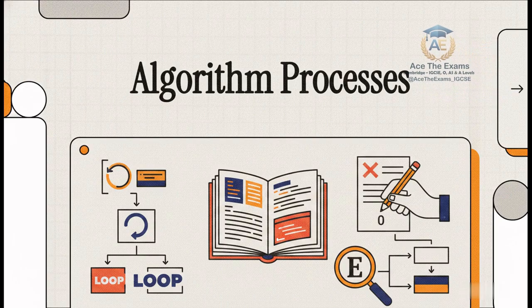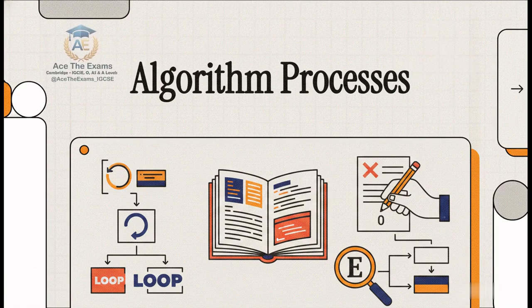Today, in this explainer, we're going to look at Cambridge IGCSE computer science straight through the examiner's lens. We're specifically focusing on identifying algorithm processes and, most importantly, how you can stop giving away those easy marks.